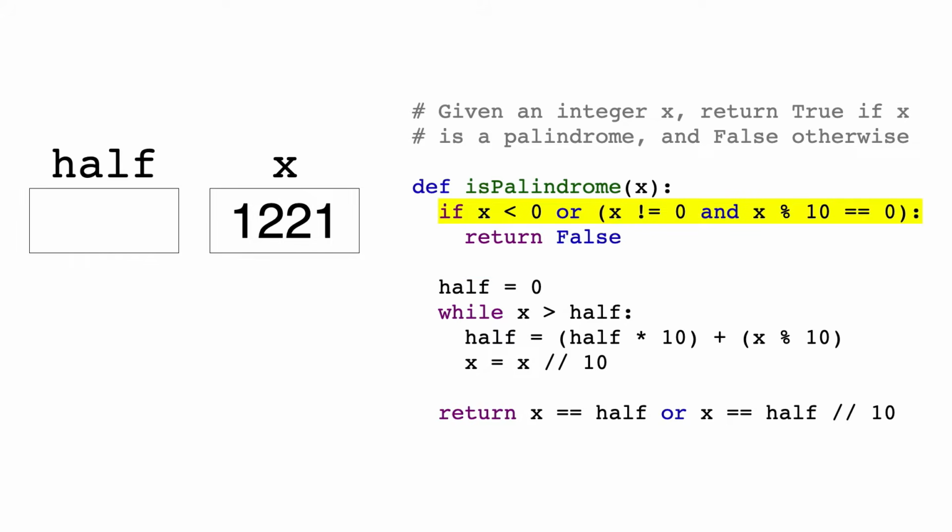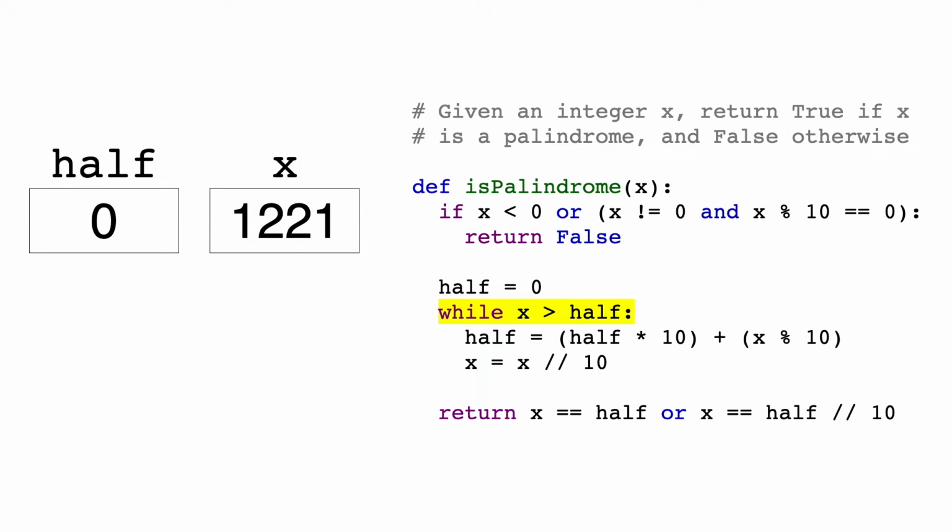So the way we test if x ends with a 0 is by calculating x mod 10. Remember, the modulo operator returns the remainder after performing division. So if the remainder after dividing x by 10 equals 0, then the last digit is a 0, and we can return false. Now the only exception to this rule is the number 0 itself, so we also make sure that the number isn't 0. Next, we'll create a variable called half that will contain the reversed half of the number. Now we'll enter a loop as long as x is greater than half, which is how we'll know that we've reached the halfway point.